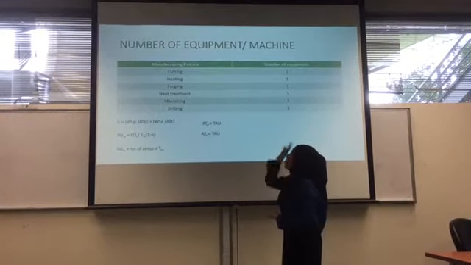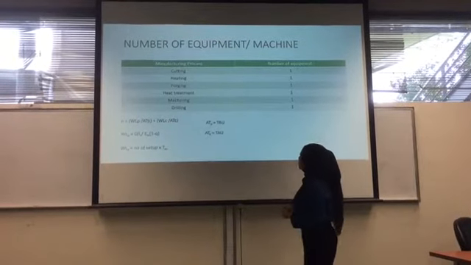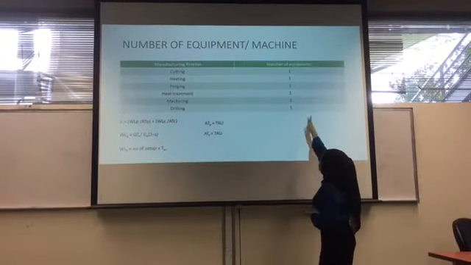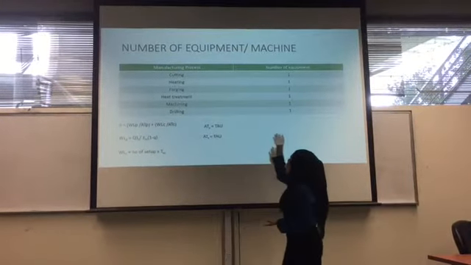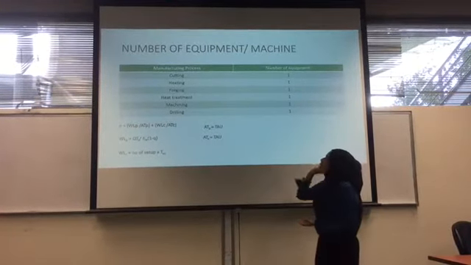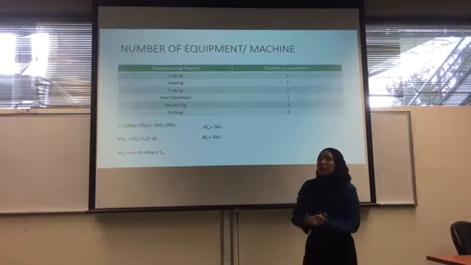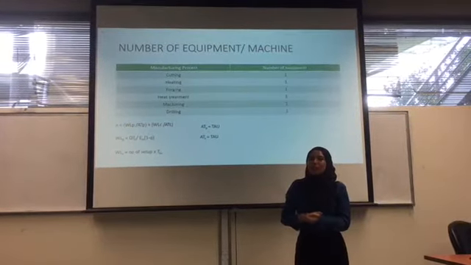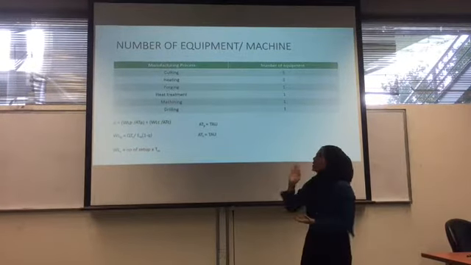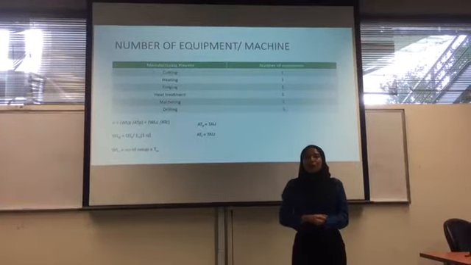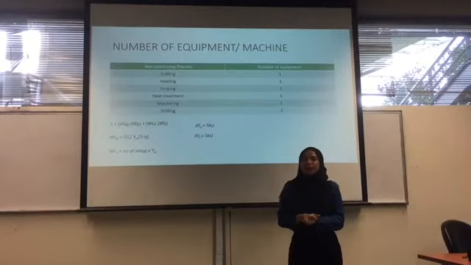So next, for the number of equipment, in order to get these results, we use the formula here, and the result: in order to get 50,000 flanges per month, we have to use 6 machines for the plant capacity in the plant.